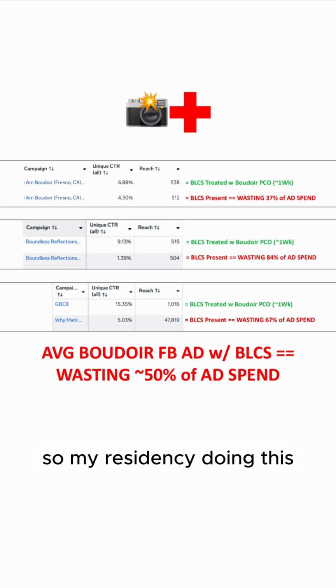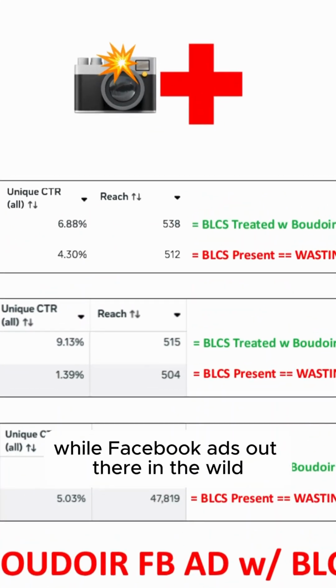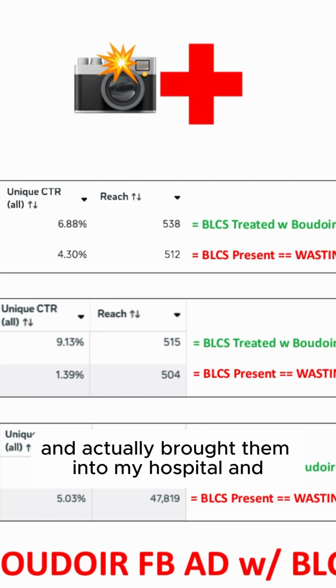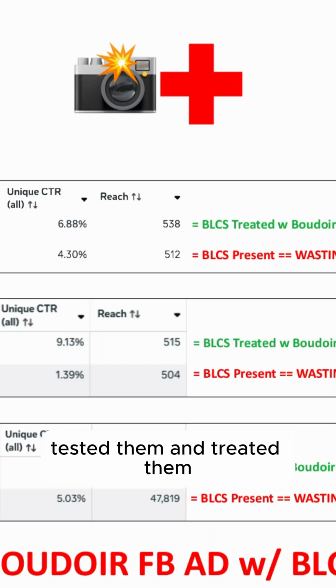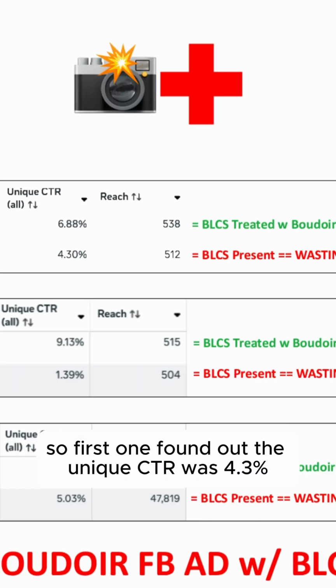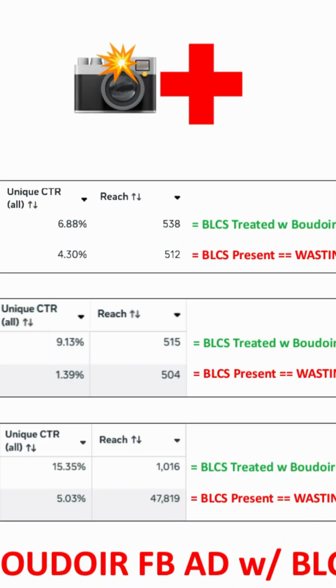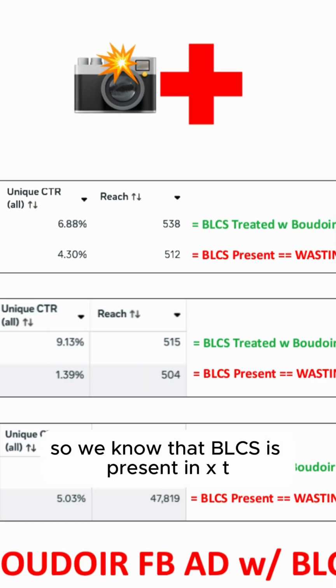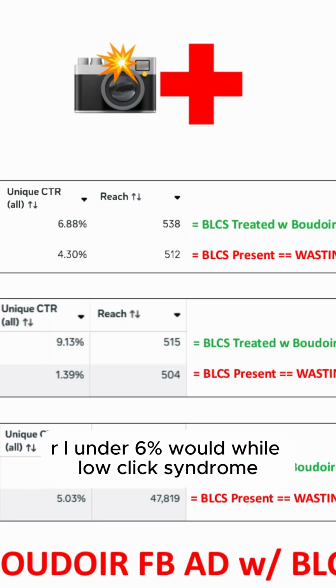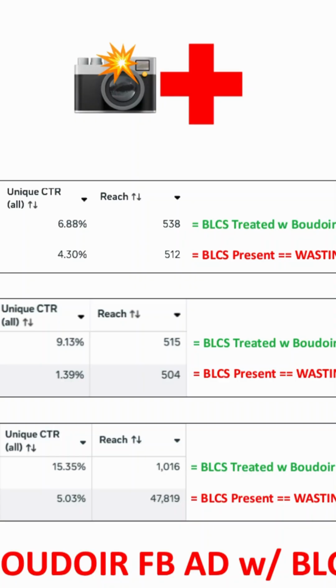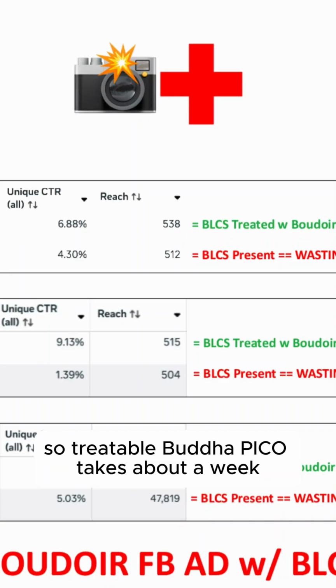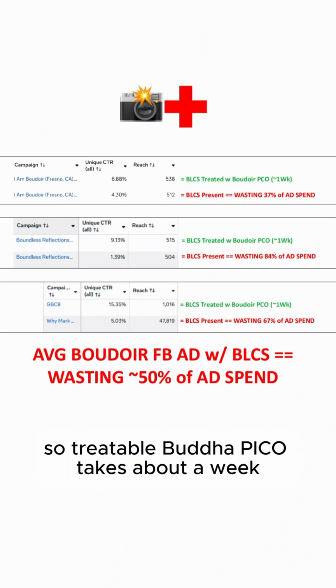So during my residency doing this, I found some Boudoir Facebook ads out there in the wild, and actually brought them into my hospital and tested them and treated them. So first one, found out the unique CTR is 4.3%. So we know that BLCS is present. Unique CTR under 6%, Boudoir low click syndrome. So treated with Boudoir PCO, takes about a week.